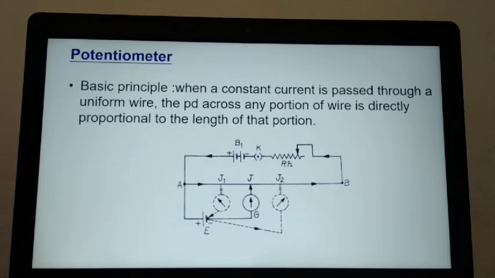Which means at J, there is no current flowing through the galvanometer. That is a balancing point. And at J1 and J2, current is flowing through. So, very similar to the meter bridge arrangement, when you keep the jockey at A, it shows left deflection. When you keep it at B, it shows right deflection. At a point between these two, it will show zero deflection. Where it is showing zero deflection, that is J.